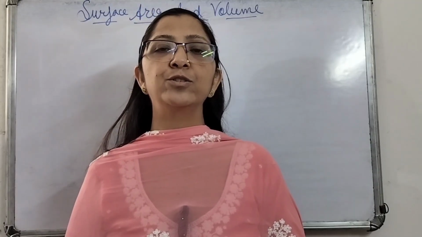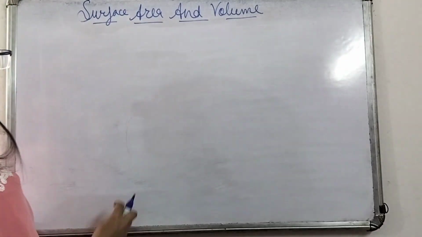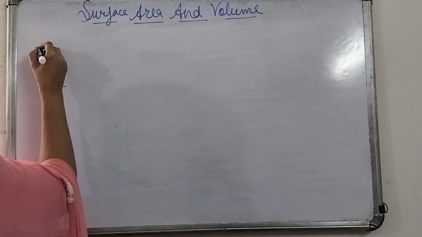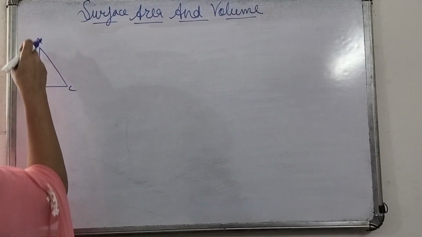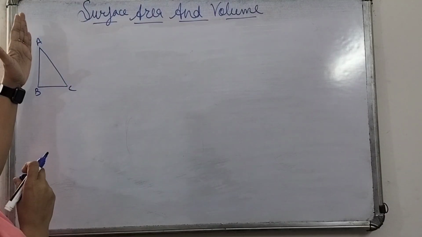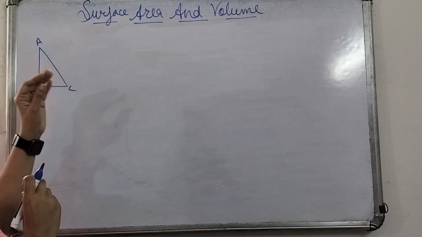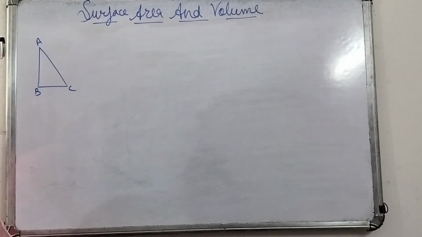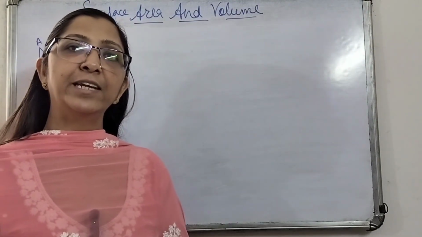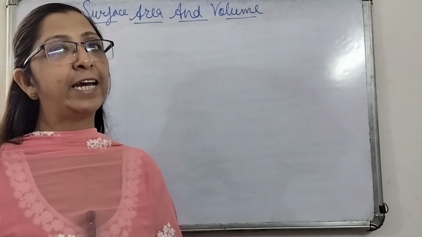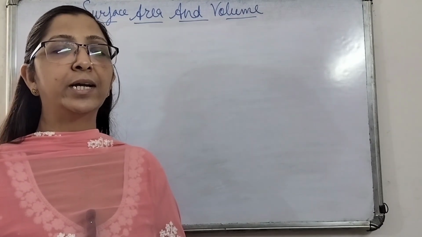Now if we take a right angle triangle, say this is right angle triangle ABC. If on one of its perpendicular sides we keep a string and rotate it, the shape which we will get will be a cone. We have seen ice cream cones, we have seen birthday caps. So all these are conical in shape.